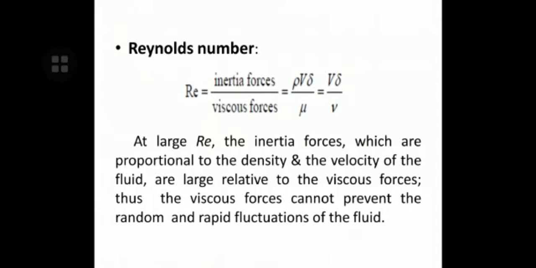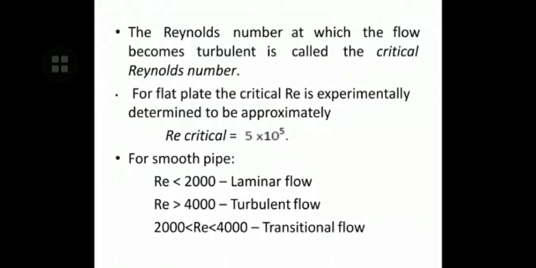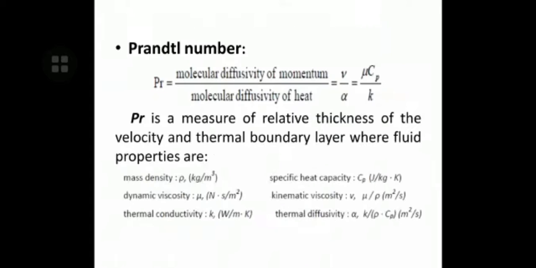Now the Reynolds number can also be used to determine the type of flow. If the Reynolds number is less than 2000, then the flow is laminar flow. If it is greater than 4000, then it's called turbulent flow, whereas if it lies between 2000 and 4000, then it is called transitional flow.